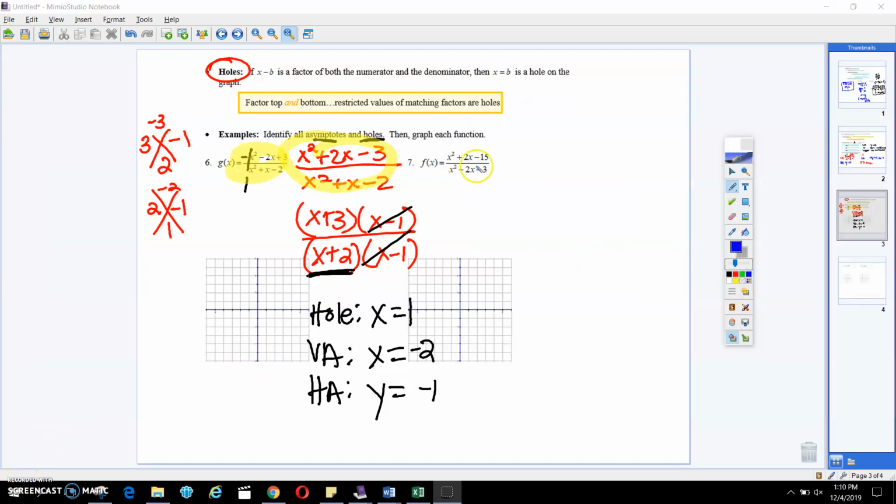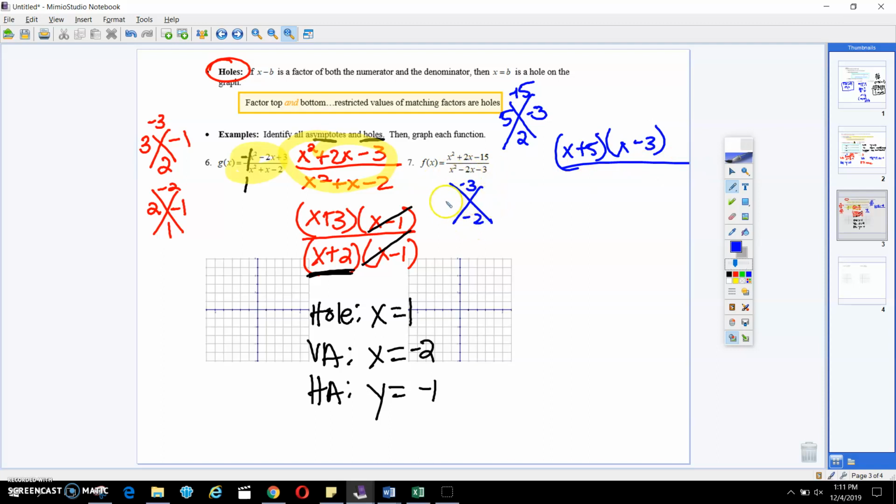All right, so if I'm going to factor this, I'm going to do the top first, which is going to be a times c. That's going to give me negative 15. And b is going to give me 2. What two numbers will make that happen? Negative 3 and 5. So this is going to be x plus 5 in the top times x minus 3. And then in the bottom, I'm going to factor this over here. So a times c is going to give me negative 3. B is going to give me negative 2. What two numbers will make that happen?